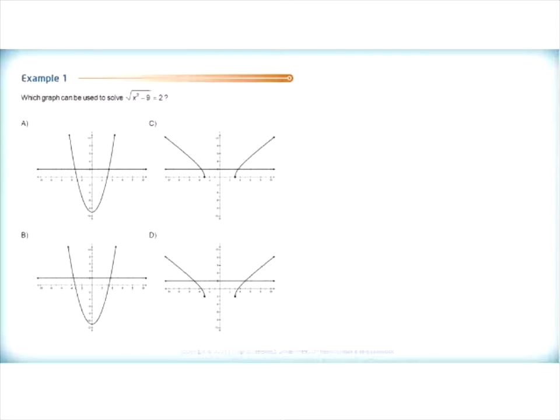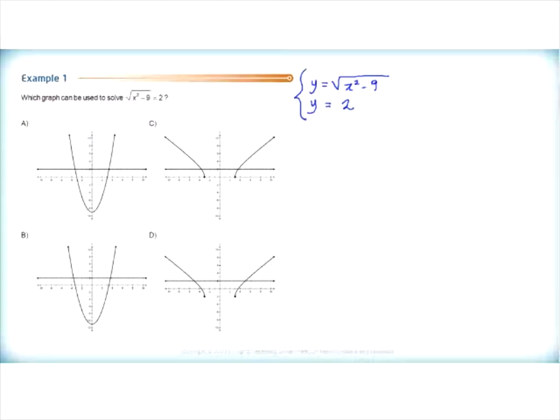Let's look at some examples. Which graph can be used to solve the square root of x squared minus 9 equals 2? If you notice, in all four possibilities, we have horizontal lines passing through y equals 2. So we will solve this as a system of equations, whereby we look at the solution for y equals the square root of x squared minus 9, and the line y equals 2.